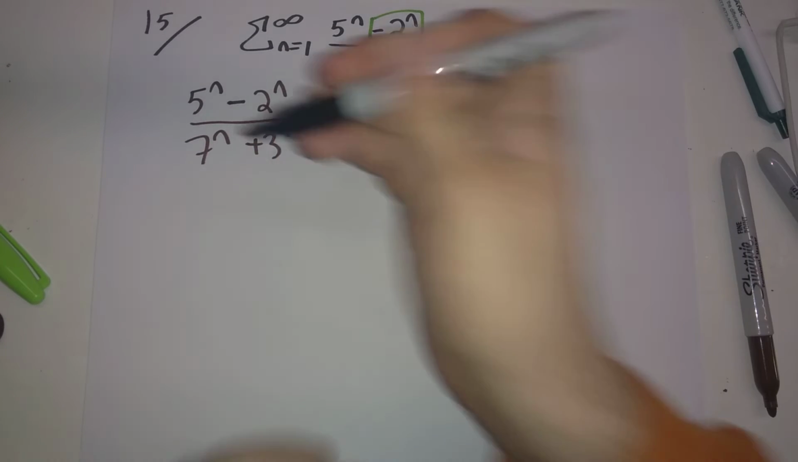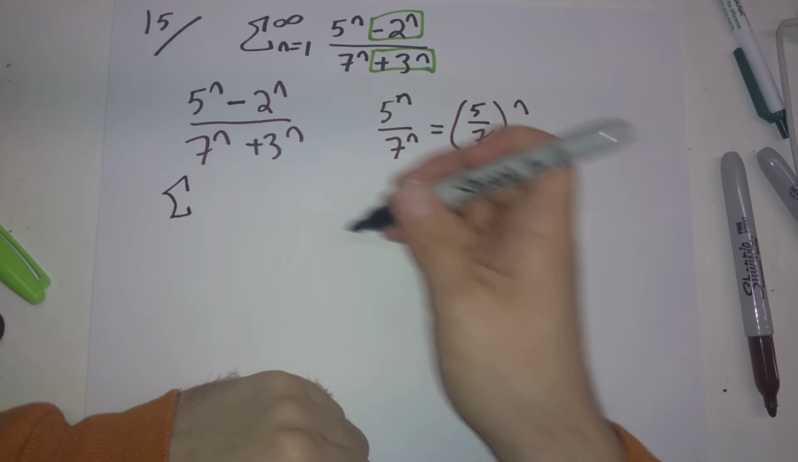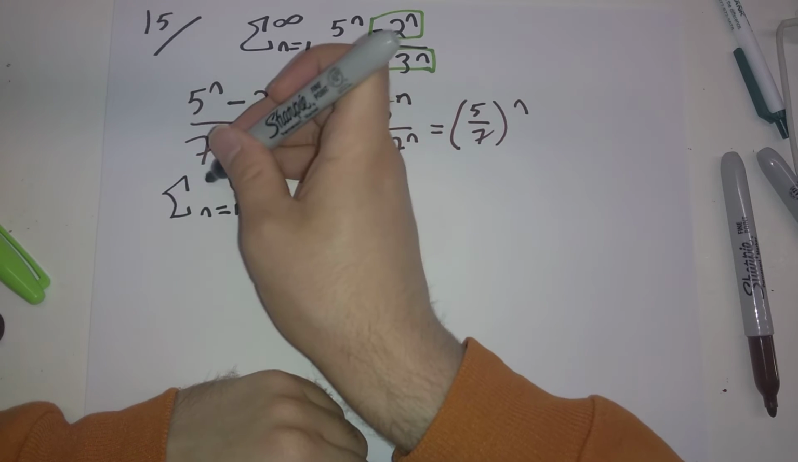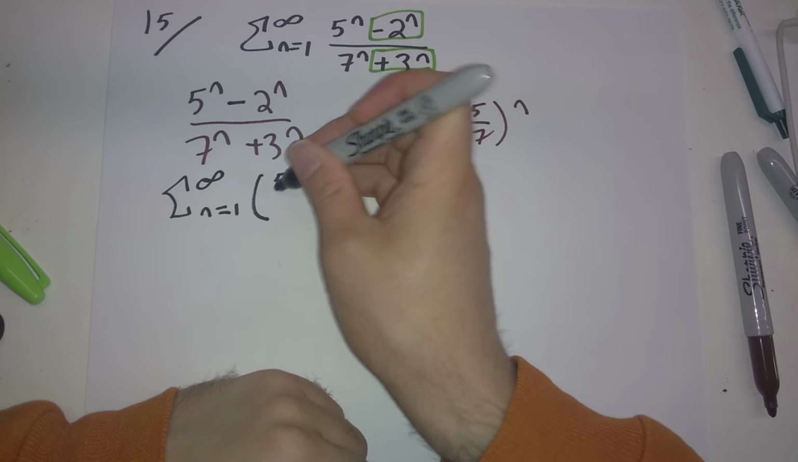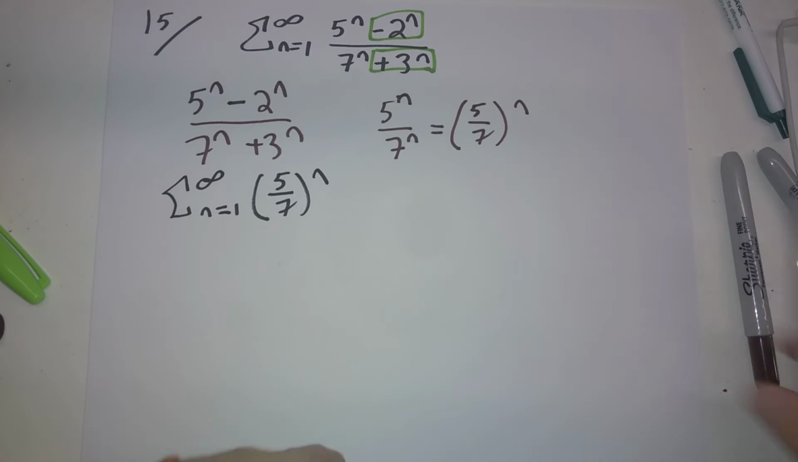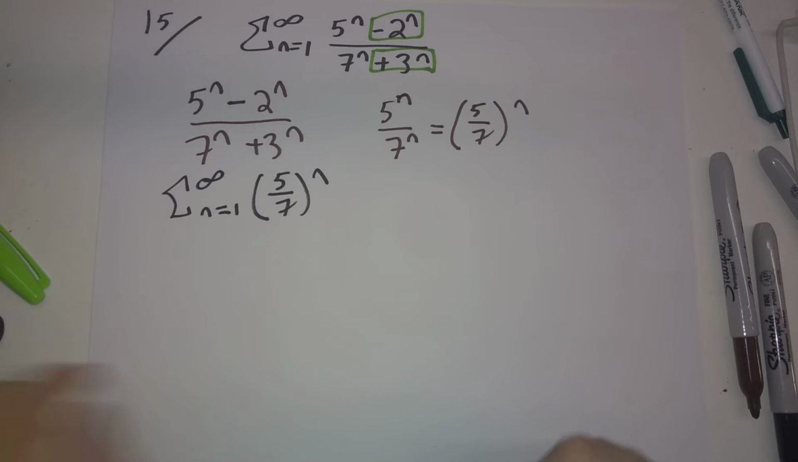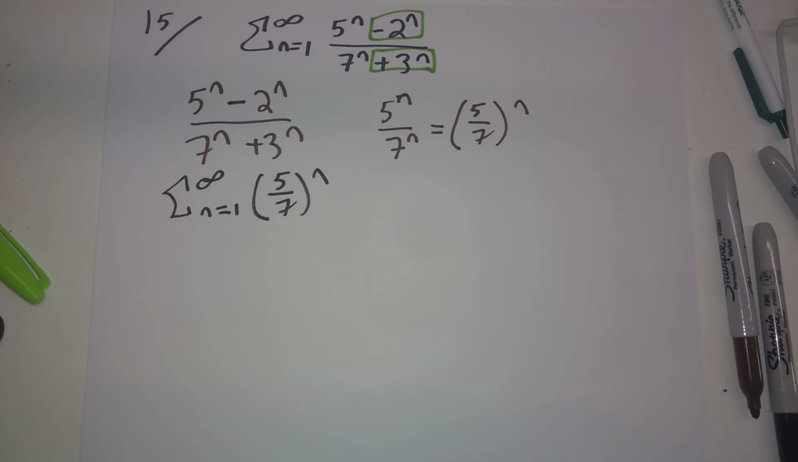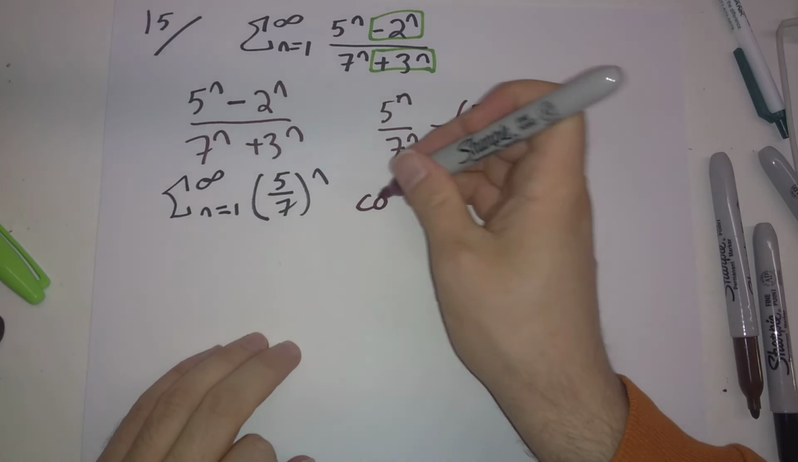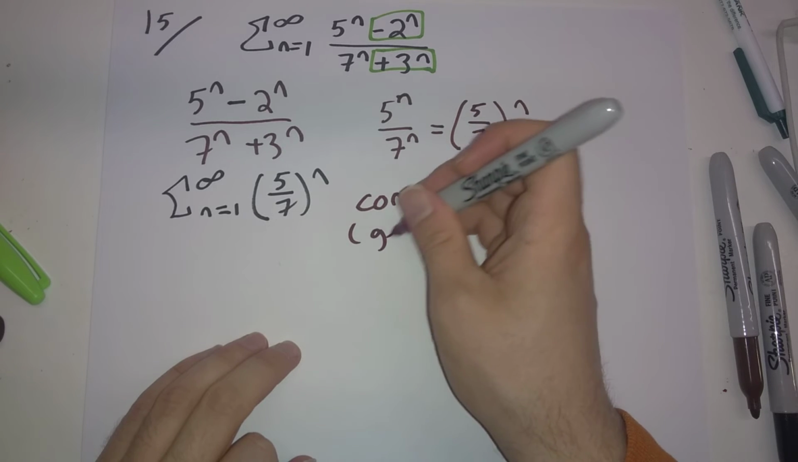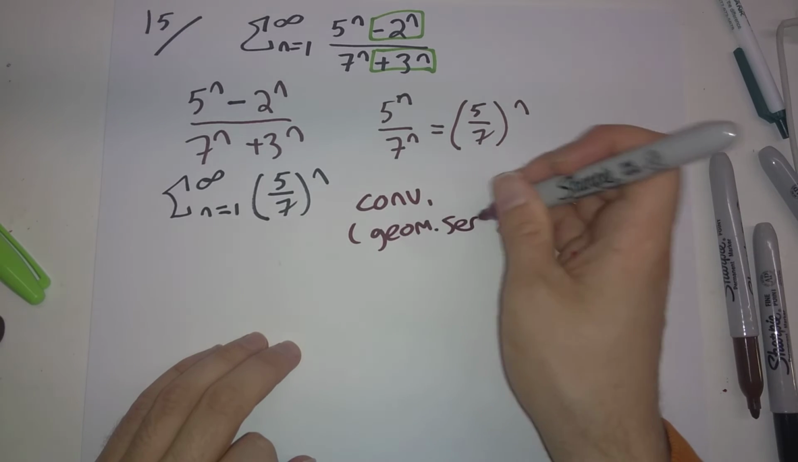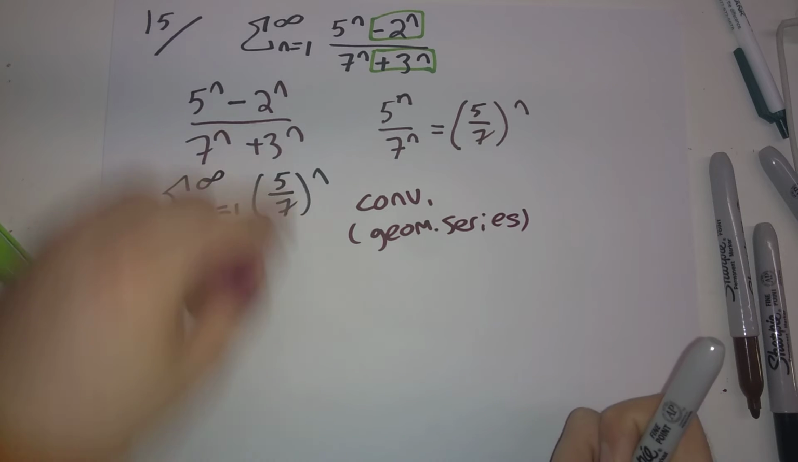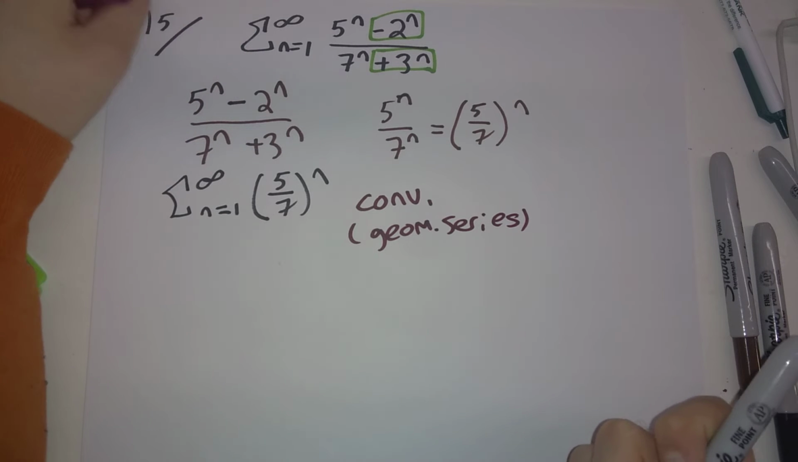Okay, so we need to think about this series, the sum of n from 1 to infinity of 5/7 to the n. And this is a geometric series where the ratio 5/7 is less than 1 in absolute value. So this is going to converge. It's a geometric series. So that tells me that this series is going to converge. I just have to prove that.